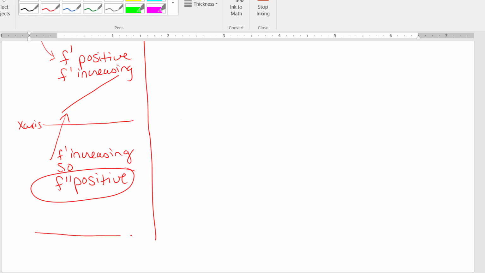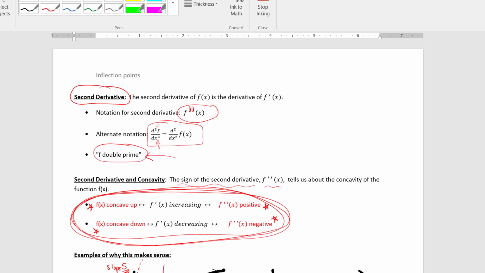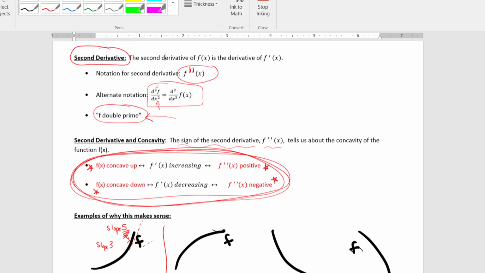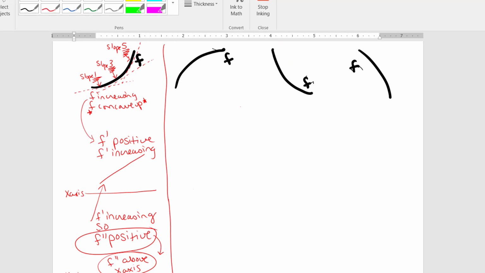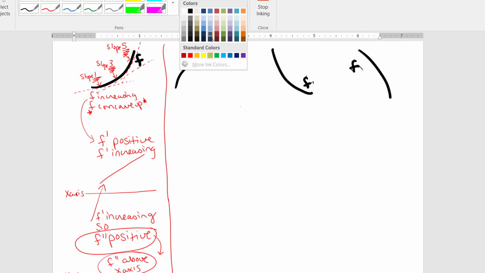So whatever f double prime looks like, if you draw the x-axis here, I know for sure f double prime is above the x-axis. F double prime is positive. All right, so that was a lot of work to get to that point. I certainly don't want to have to go through that kind of reasoning every time I think about f and how it relates to f double prime. What I want to take from this is the following.